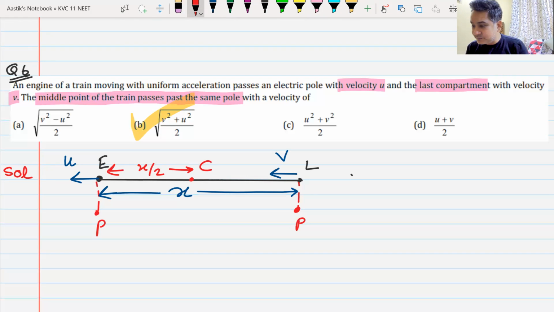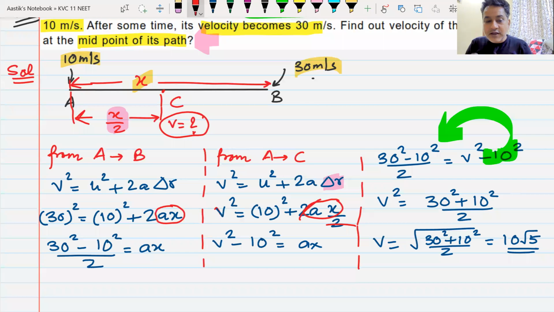Yes or no? Now you look at the previous question that we had done very extensively, and it was exactly the same, and that is why I wrote the answer in this form. 30 square plus 10 square, so that you get a hint. 30 square plus 10 square. 30 is the final velocity, 10 is the initial velocity, and by 2. Do we understand this?